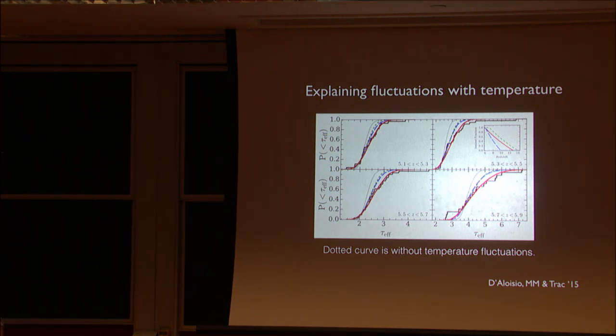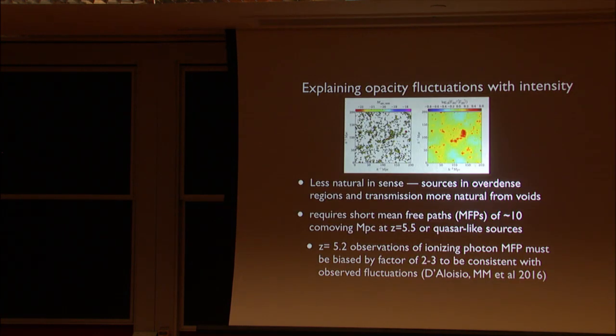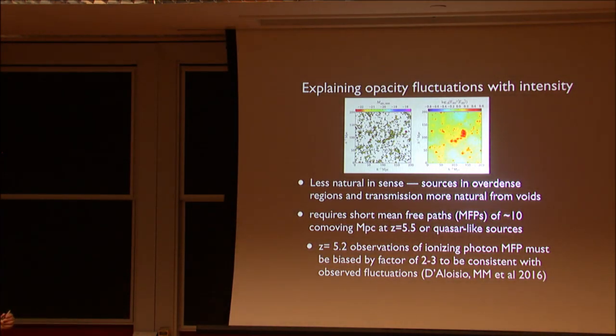So let's say this is true, then I'll briefly discuss the competing model. This tells us that these Gunn-Peterson troughs are regions that are ionized earlier in the universe, and they're just colder. And there are ways to test this. The other possibility, as I mentioned, is that rather than temperature fluctuations in the universe, it could be that galaxies cluster, and if you have more galaxies, then you have more photons around those galaxies.